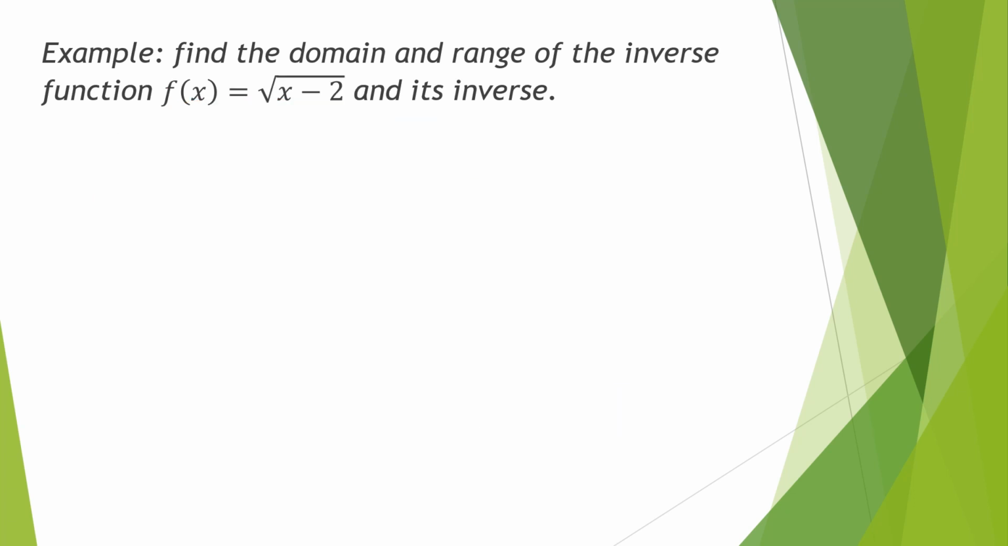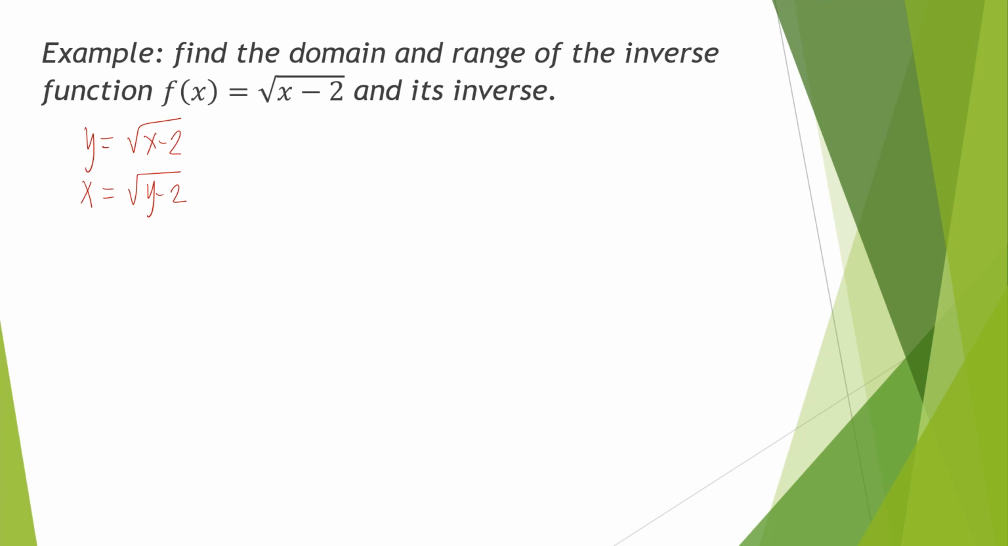Next, for the third problem, so we have the function f of x is equal to square root of x minus 2. So we will find its inverse. So again, that is y is equal to square root of x minus 2. Then interchange natin. So x is equal to square root of y minus 2. Then we solve for the value of y in terms of x.